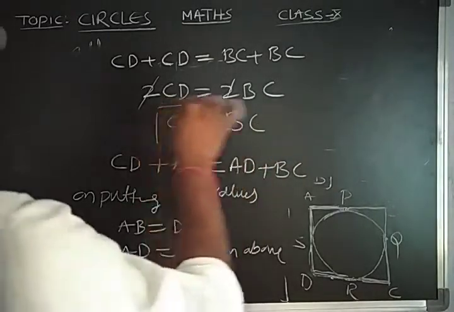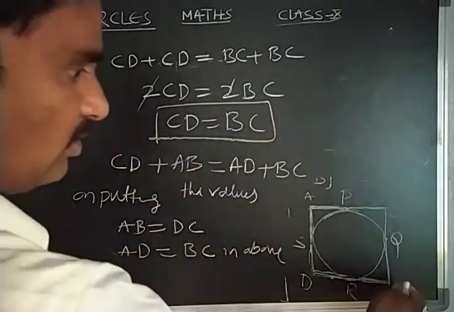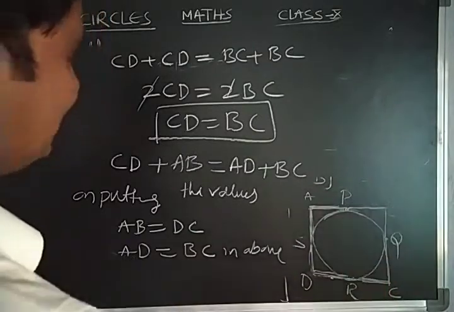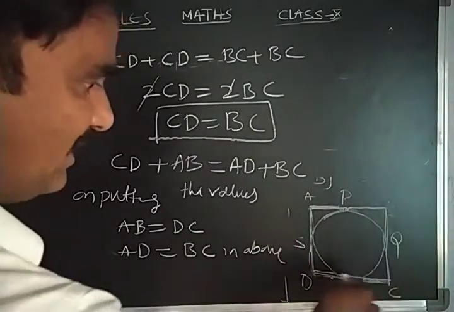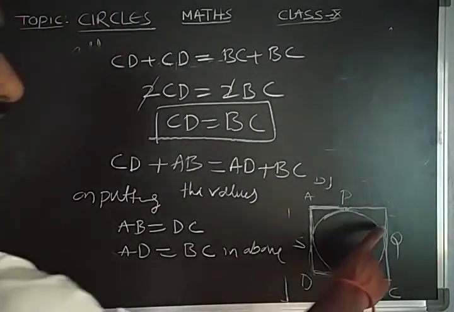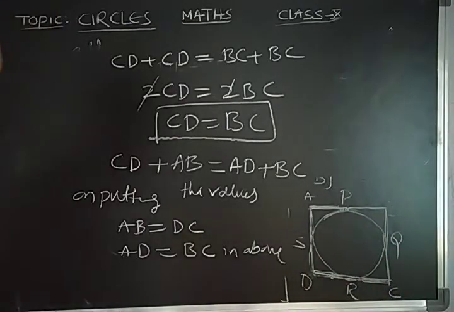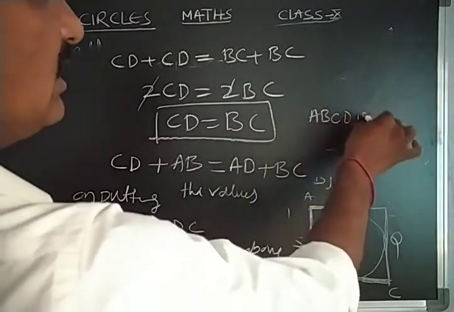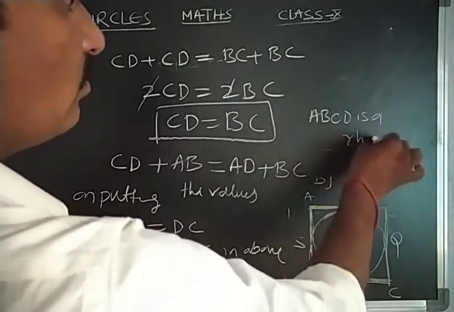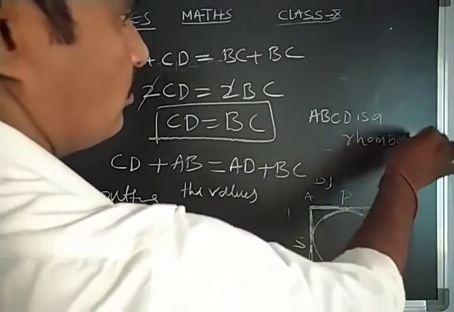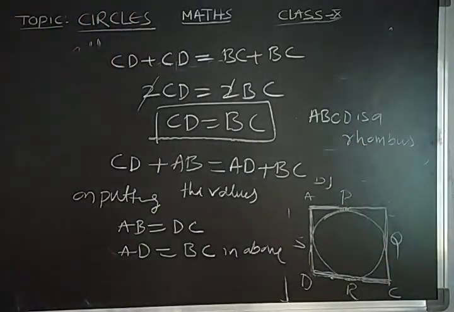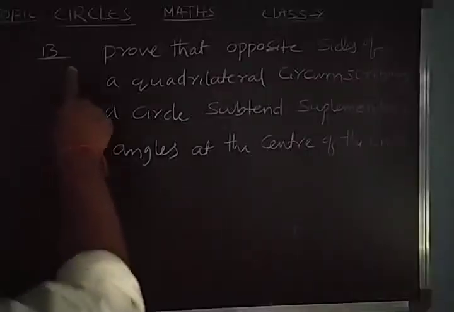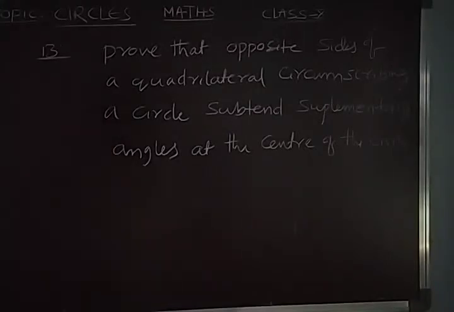So what I got is adjacent sides are equal. In a parallelogram, adjacent sides BC and CD are equal. In a parallelogram, if adjacent sides are equal, then that parallelogram becomes a rhombus. Therefore, you can write ABCD is a rhombus. Okay. Next problem, 13th problem. 12th problem, do as homework.